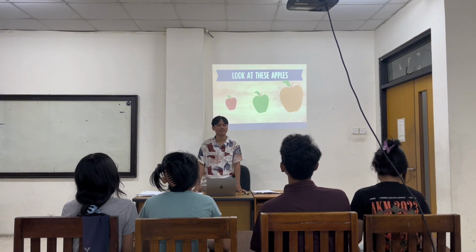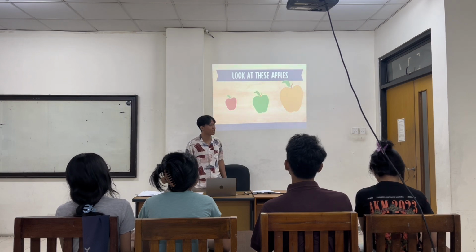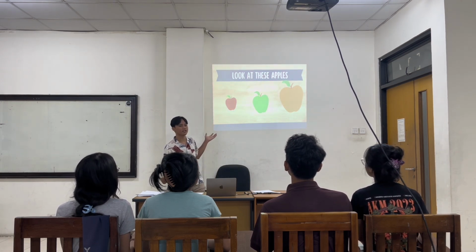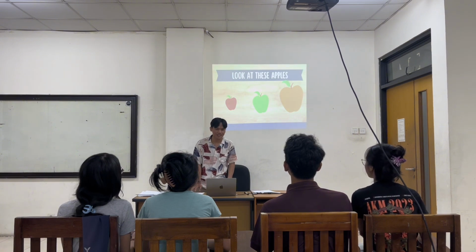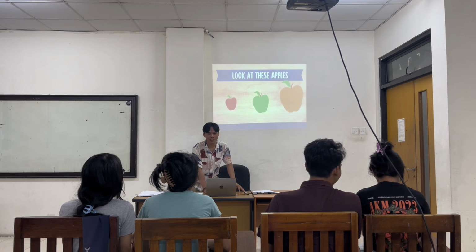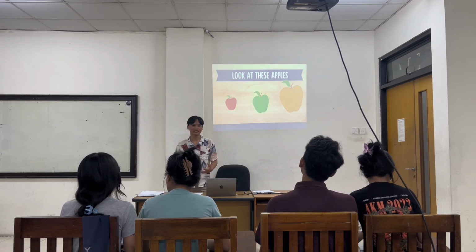Okay, Alvin. The green apple is smaller than the yellow apple. Okay, perfect. What about the red apple? The red apple is the smallest among the apples. Okay, perfect, Alvin. Thank you very much. And because you have answered it correctly, can you guess what we will learn today?